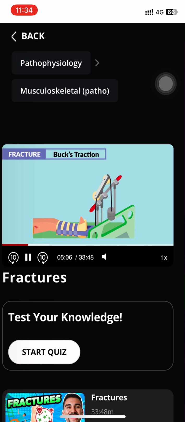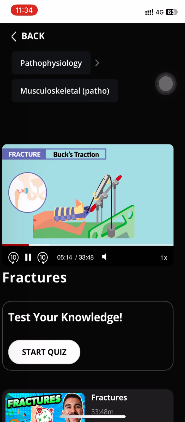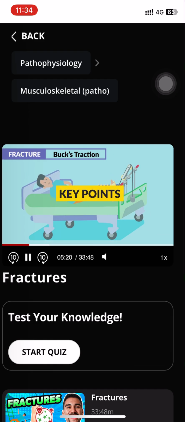We put tape directly onto the skin, or we use a pre-made boot to place on the leg, and we use free hanging weights with pulleys and wheels to just pull that bone back into place and stop the muscle spasms. So the key points to write down, and trust me, they love to come up on Select All That Apply questions.